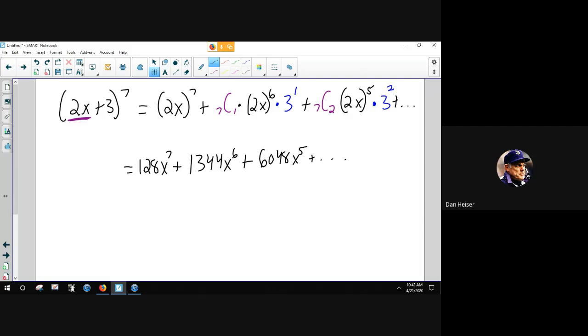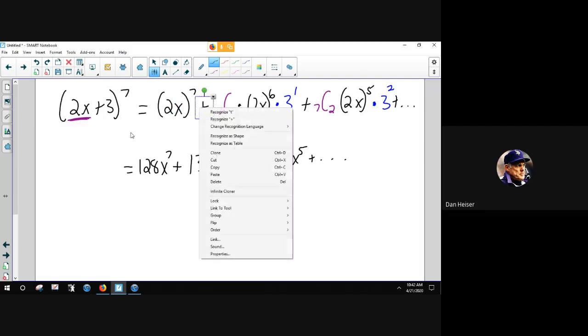Be careful with that 2x to a power. Don't forget to take both components to that power. Don't just take x to that power. You take 2x to each power.